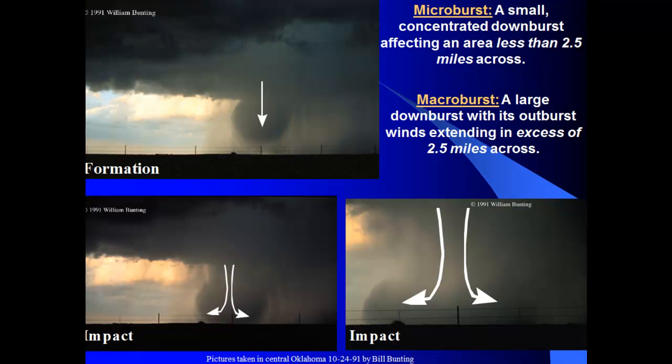There are two types of downbursts. There is the microburst and the macroburst. The microburst is a small concentrated downburst that affects an area less than 2.5 miles across. If the area of damage exceeds 2.5 miles across, it is then defined as a macroburst. In these series of pictures, you can actually see a microburst forming and then making impact with the ground, with these pictures taken by Mr. Bill Bunting back in 1991.